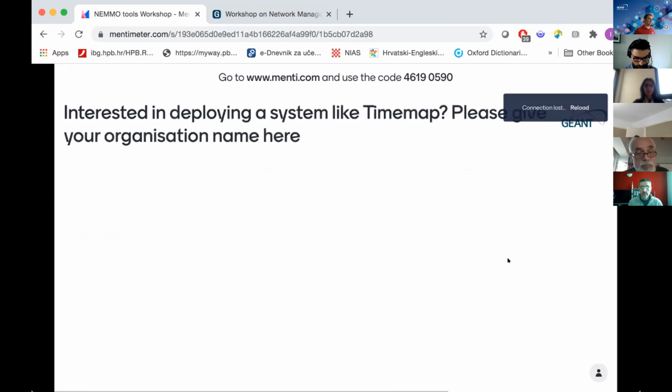The next question is related to Timemap. This is the solution that Fabio presented about delay and jitter measurements that is currently being performed in the GÉANT core network. As Fabio said, we are also looking for potential NRENs that would like to implement such functionality in your network. So if you would like to do this and would like us to engage in some form, please let us know here or in the chat.